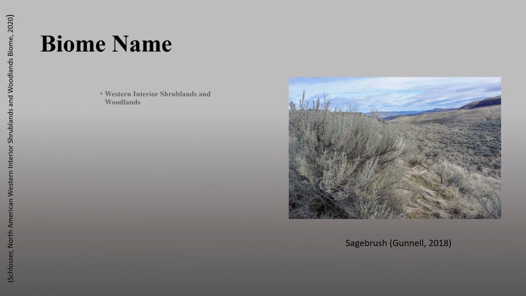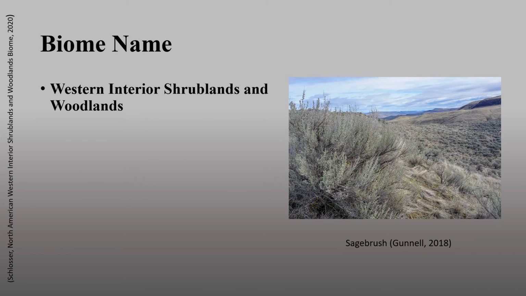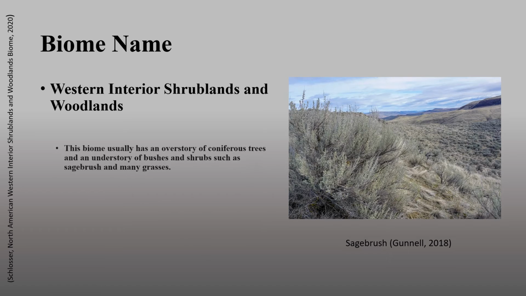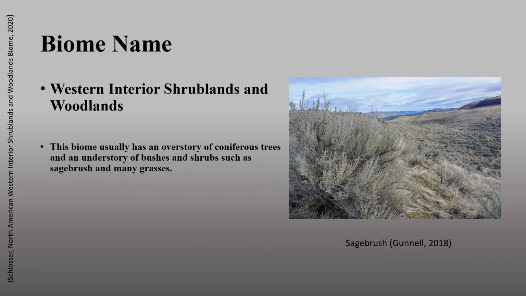The biome of Kamiak Butte is the western interior shrublands and woodlands biome. This biome consists of coniferous trees, grass plains, and shrubs such as sagebrush. The biome is known for having a dry climate with cold, harsh winters and summers that are hot and usually very dry.